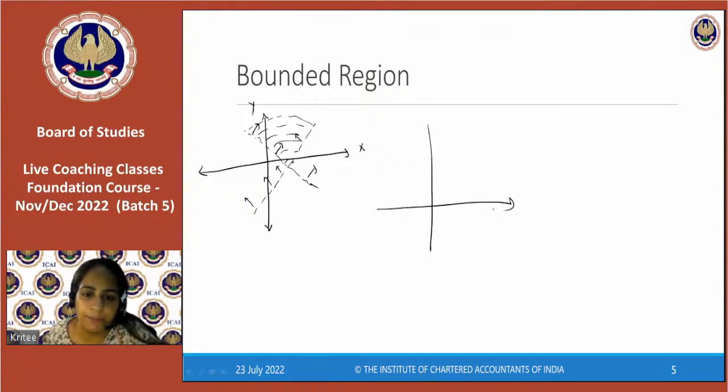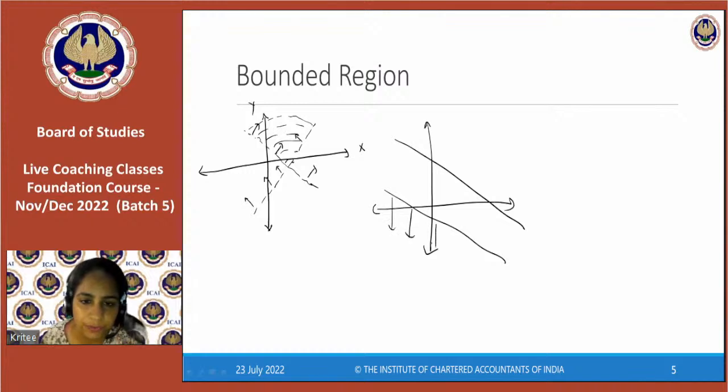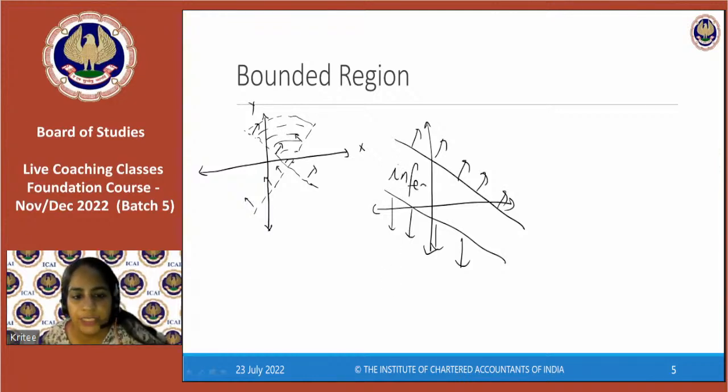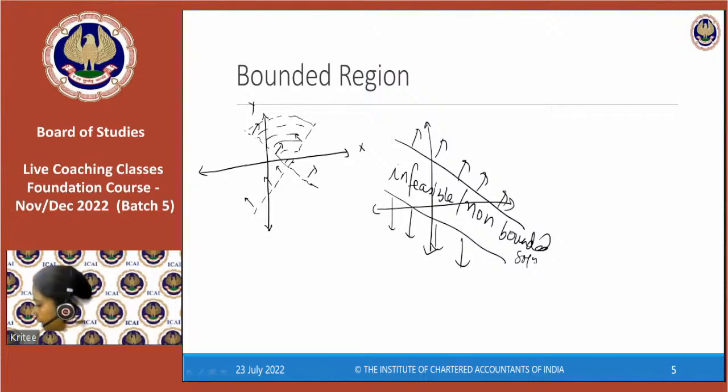Again, another example. Suppose one of the lines is this, and then there is another line here. This line is shaded here, and this line is shaded there. So we call it an infeasible or non-bounded solution. We do not have any solution here, basically. There is no commonality between the two. Okay.